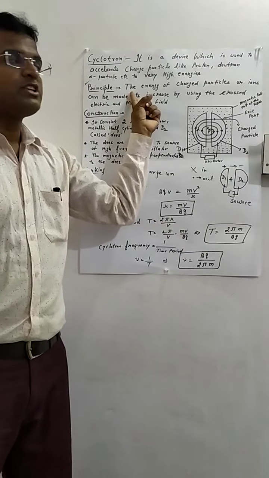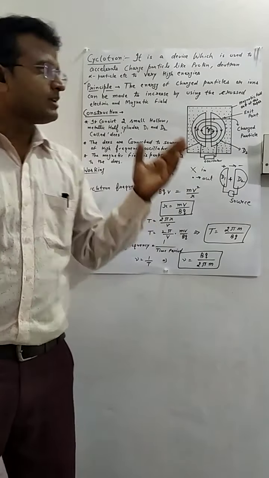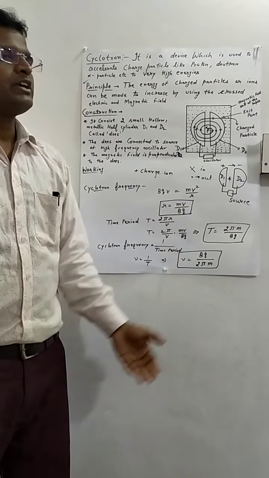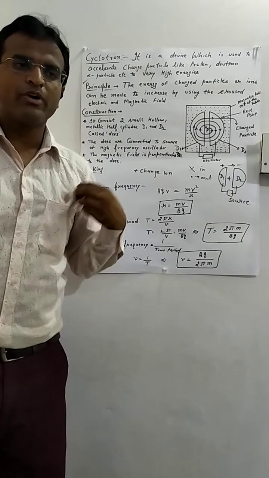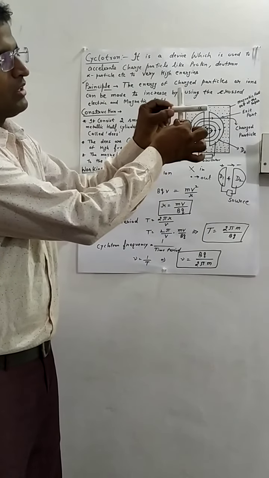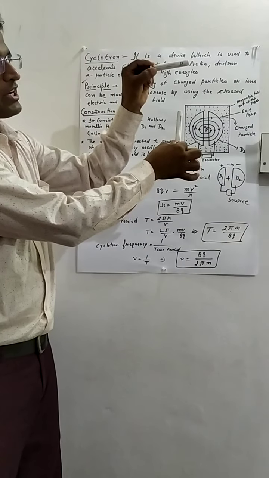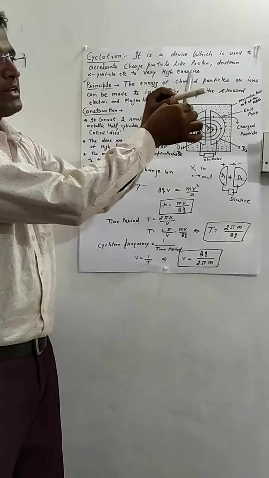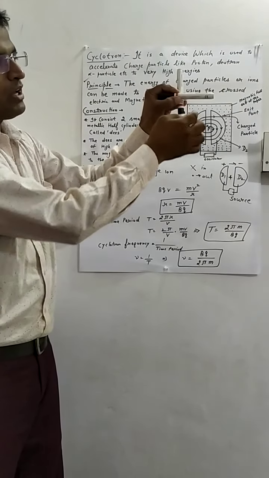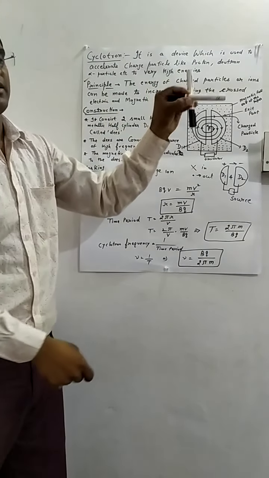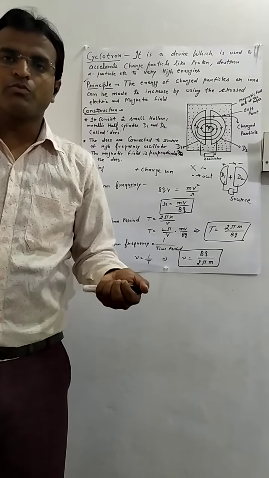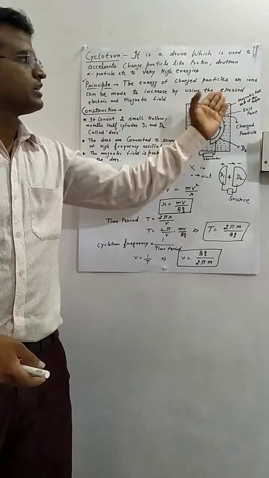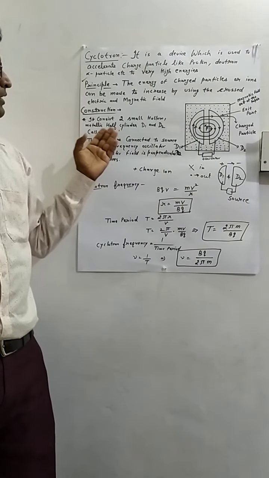The energy of the charged particle or ions can be made to increase by using crossed electric and magnetic fields. What is the meaning of cross? This is the direction of the electric field. This is the direction of the magnetic field. When a charged particle is placed in a region of crossed electric and magnetic fields, its energy can be increased.